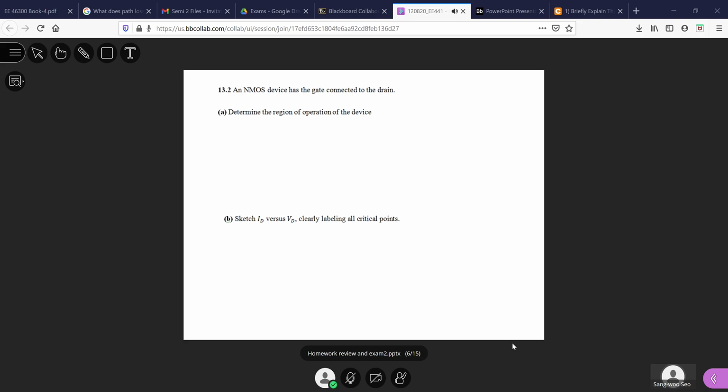13.2. This one, in fact, we discussed in the class. So, N-channel MOSFET or N-channel MOS structure in here. When the gate and the drain are connected together, as you know, drain voltage equals gate voltage, right? That's the condition we have. And then if we have this condition, now we're going to have this kind of condition.